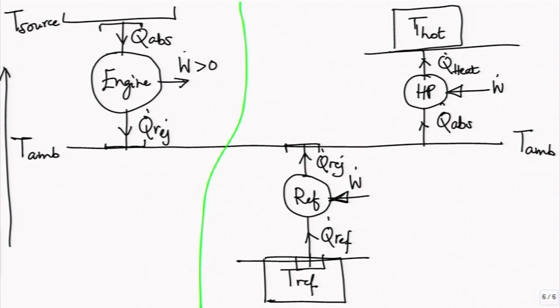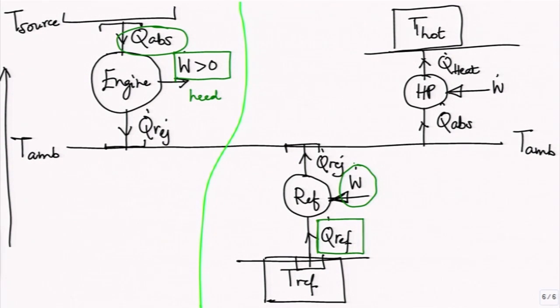In the engine, this is what we need, and this is what is required to be done to produce that. In the refrigerator cycle, this is what we need, and W dot is required to be consumed to produce that refrigeration effect. Whereas in the heat pump, this is what we need. We set up the heat pump to supply this heat, and this is what we have to provide power input to produce that much amount of heat.